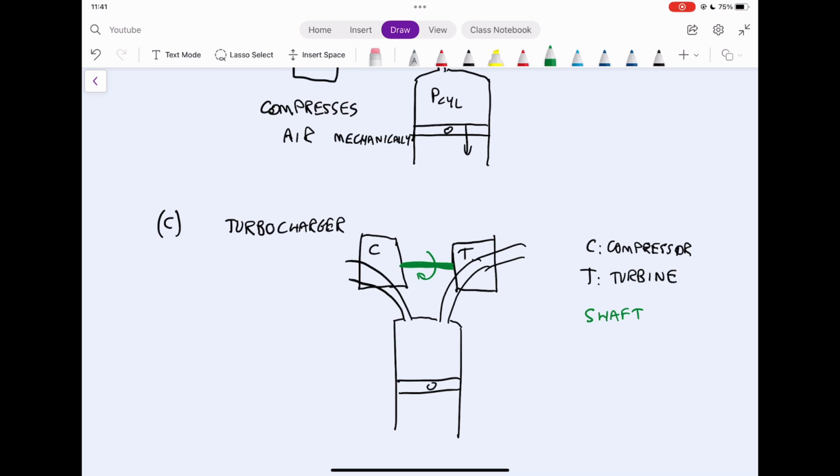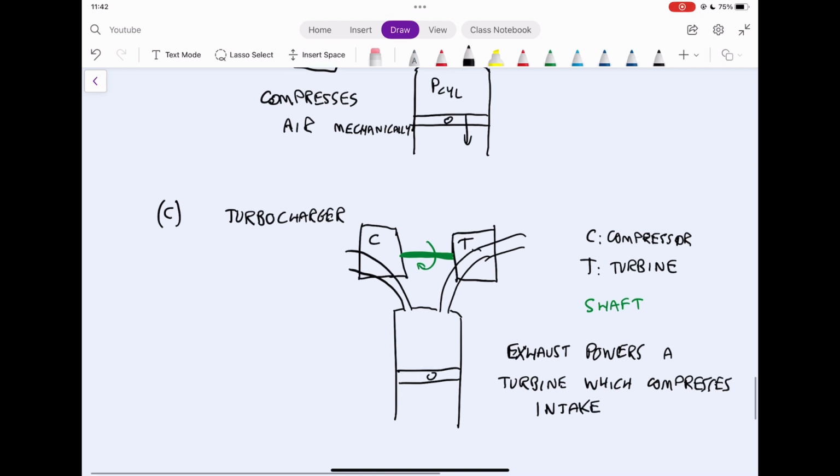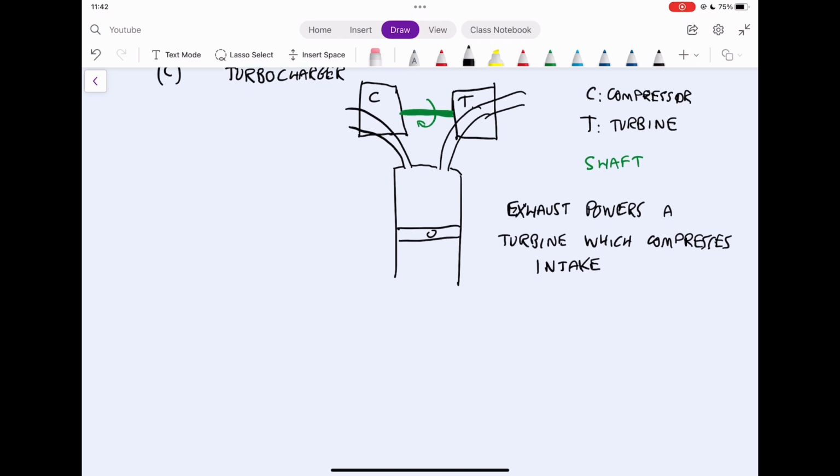So the nice thing is that the exhaust powers a turbine which compresses the intake air. And that is very good because the exhaust would otherwise be wasted energy, essentially. So we're reusing wasted energy as opposed to having a mechanical system powering the compressor, which helps a lot in terms of efficiency and is really the future way to go when we design very efficient combustion engines.